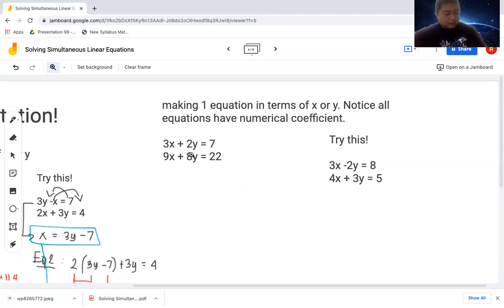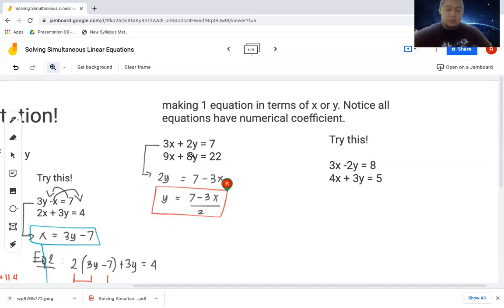So let's say, for example, in here, if I will make it in terms of a single term of y, so I will have it written as 2y. The first equation will be written as 2y is equivalent to 7 minus 3x. So your y is now equivalent to 7 minus 3x over 2. Okay? So this equation that you get will now automatically be substituted to equation number 2. So equation number 2 is 9x plus 8 times the value of the y that you acquire is equivalent to 22. We know that the y that we acquire is equivalent to 7 minus 3x over 2.